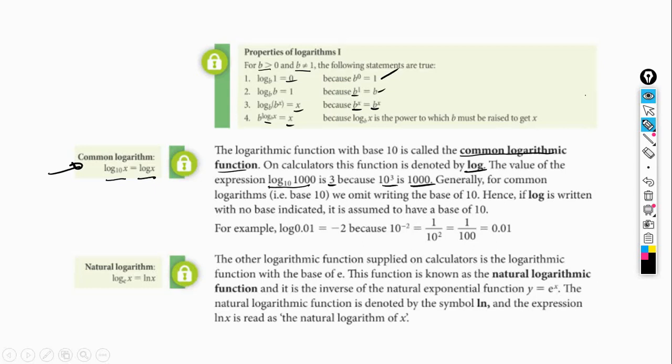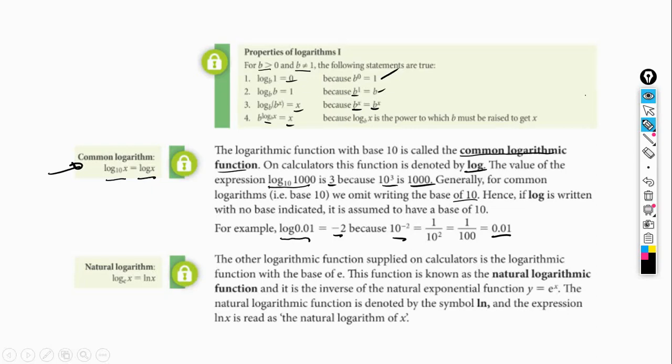Generally, for common logarithms, we omit writing the base of 10. Hence, log is written with no base indicated. It is assumed to have a base of 10. For example, log 0.01 is negative 2, because 10 to the power of negative 2 is 0.01.